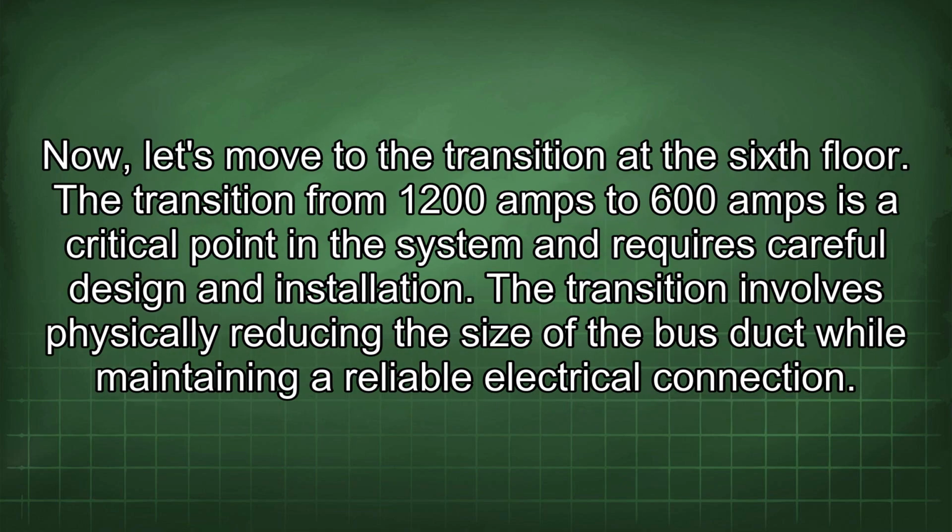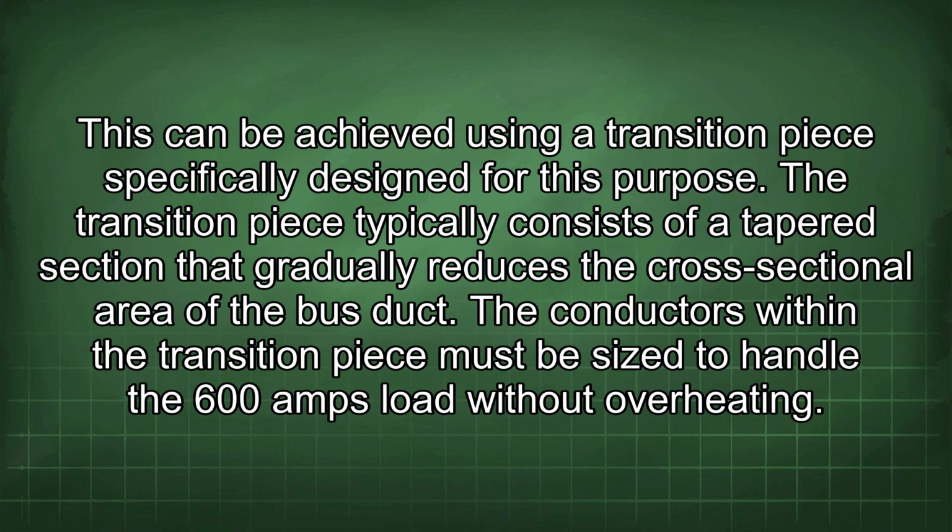Now let's move to the transition at the 6th floor. The transition from 1200 amps to 600 amps is a critical point in the system and requires careful design and installation. The transition involves physically reducing the size of the bus duct while maintaining a reliable electrical connection. This can be achieved using a transition piece specifically designed for this purpose. The transition piece typically consists of a tapered section that gradually reduces the cross-sectional area of the bus duct.